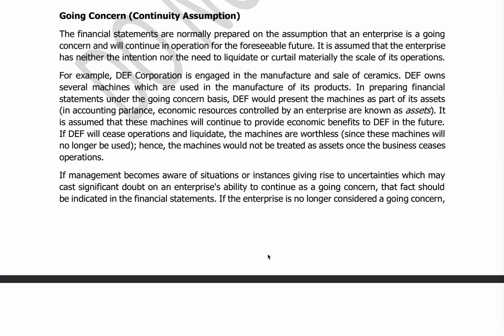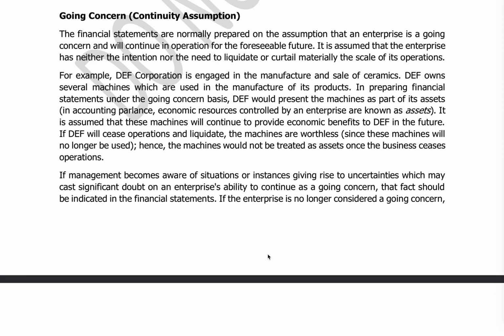Ibig sabihin, hanggat hindi dinedeclare, hindi sinasabi na ang business ay magko-close na dahil bankrupt na o magli-liquidate na, ang financial statements that is prepared is with the assumption na ang business na ito ay magko-continue pa ng business operations for the foreseeable future. So hanggat nakikita natin or hanggat dumadaan ang panahon, patuloy pa rin ang business na yan, going concern. Hanggat hindi sinasabi na magko-close na sila, mababankrupt na, mag-liquidate na, o ayaw na nila mag-operate, you have to presume that it is on a going concern.